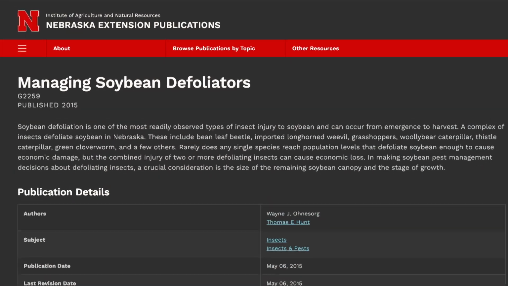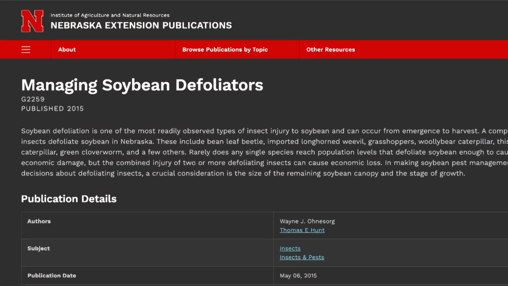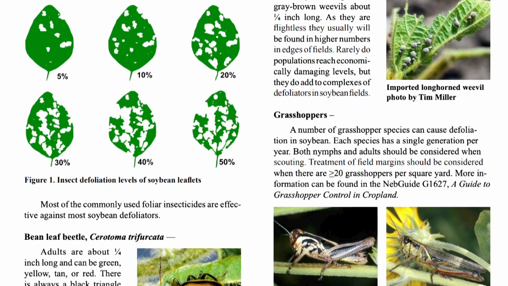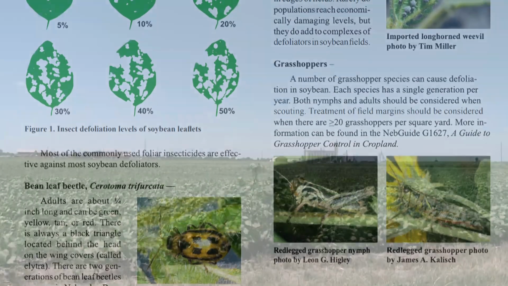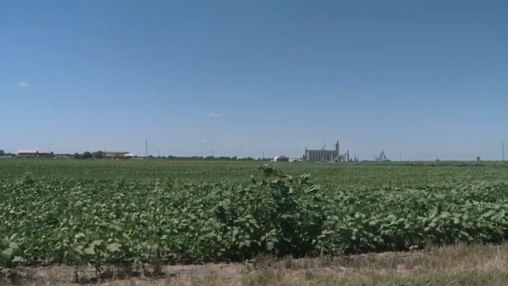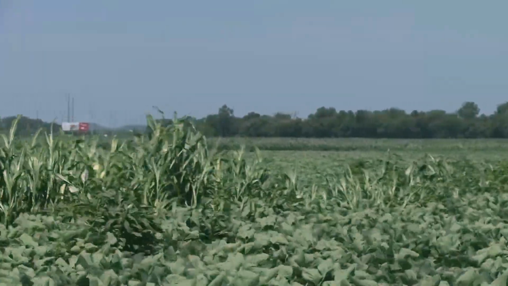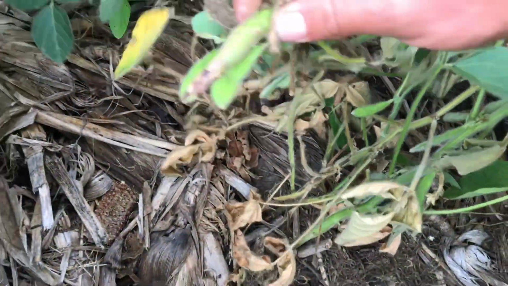We have a NEB guide on soybean defoliation. It has a set of 6 guide leaves in that publication that show you how much 50% really is, how much 5% is, how much 10% is. And so you can better train your eye and you have something to compare to really guess what is missing from the leaves you're looking at in the field. It comes down to scouting.